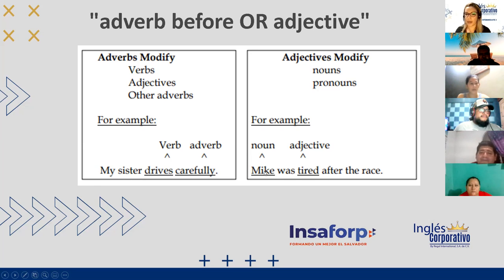If it were a pronoun, what would the pronoun be here? Instead of Mike, we can use? He. He. That would be a pronoun. So remember that adjectives can only modify nouns and pronouns. Adverbs can modify verbs, adjectives, and other adverbs. Teacher, in this case, Mike was is a rule after the verb to be. Is it the simple past of the verb be? Yes.